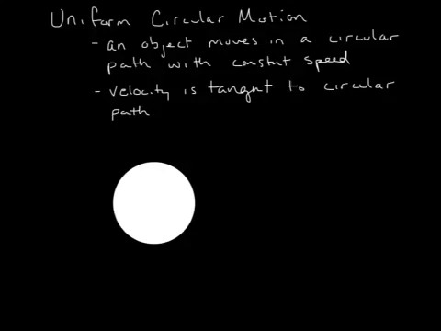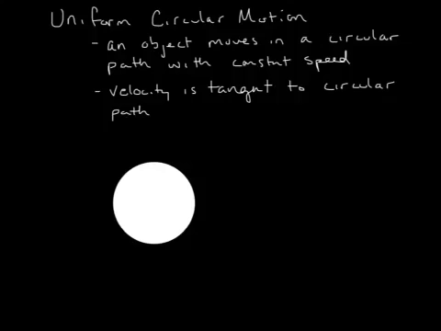So when we talk about uniform circular motion, we're talking about an object that moves in a circular path with a constant speed. But while the speed is constant, the velocity is not constant, because the object, to remain in a circular path, is constantly turning, and so the direction that it's moving is constantly changing, which means the object is accelerating.